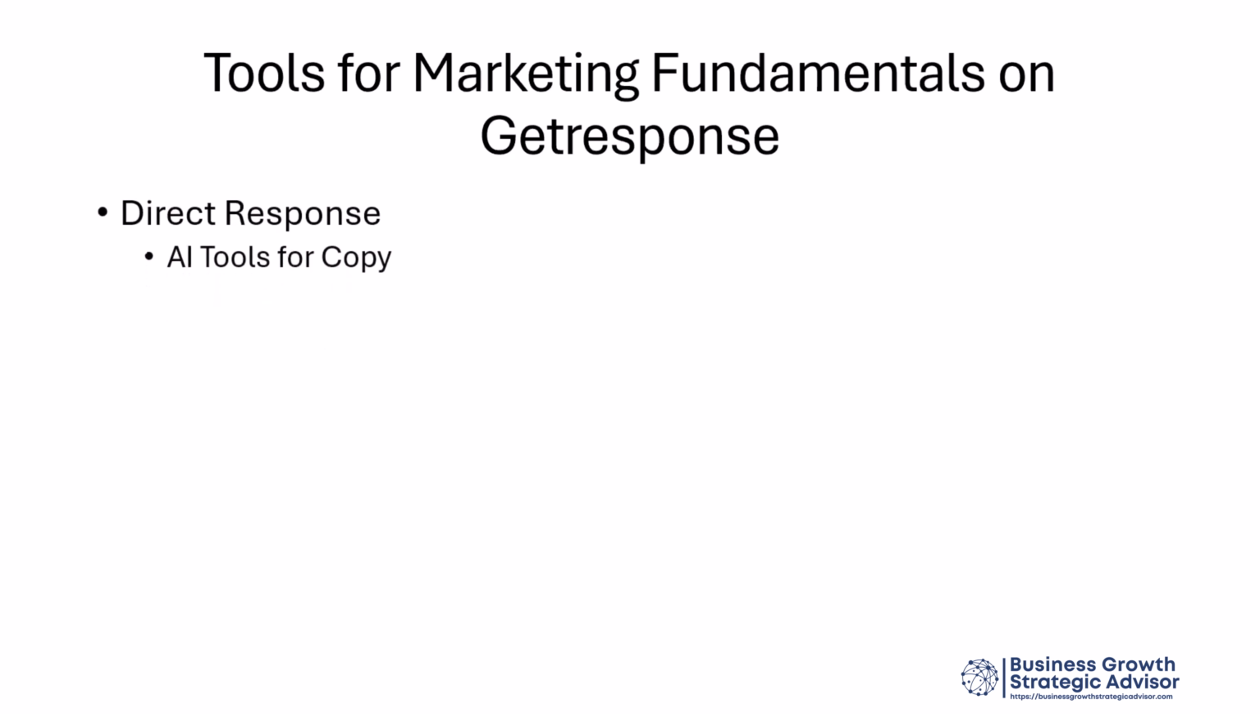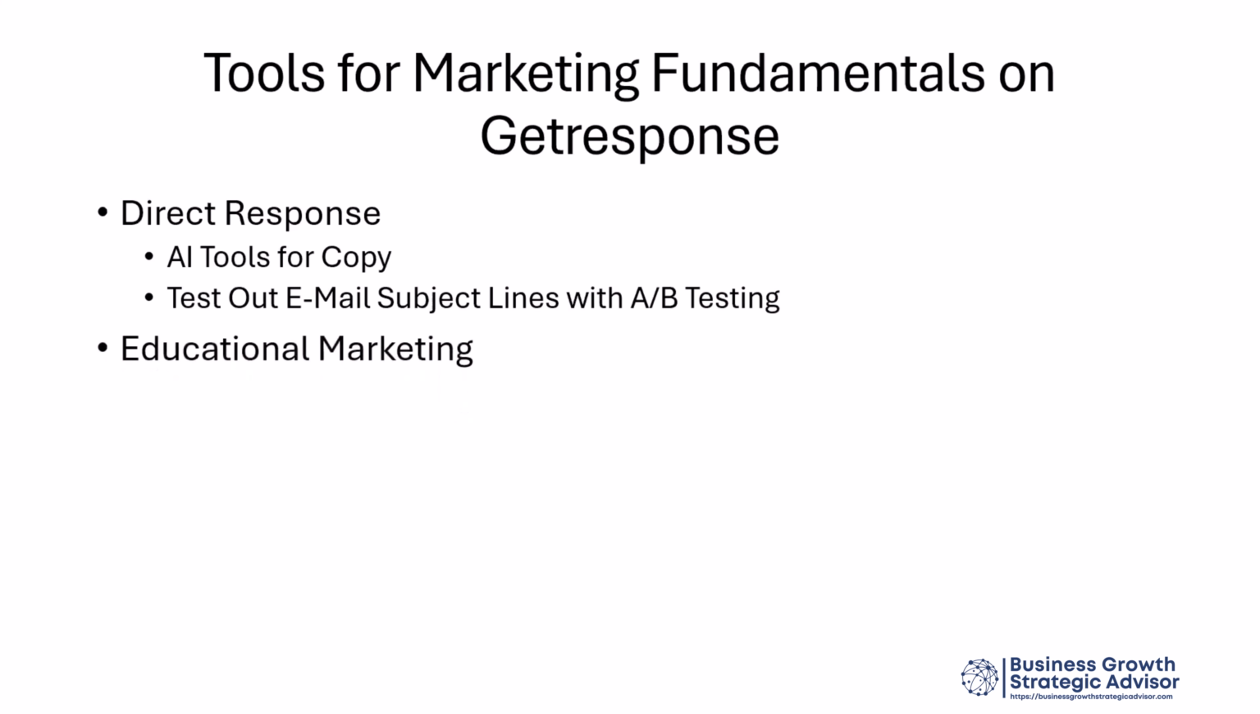In terms of direct response, there are AI tools for copy. Those are part of the upgraded program. But if you have ChatGPT, you can use it. ChatGPT is good enough for your AI copy. They do have A/B testing for your email and your subject lines. So if you want to test out your subject lines, you want to see which one converts better, there are tools inside of GetResponse to help you to be able to do that.